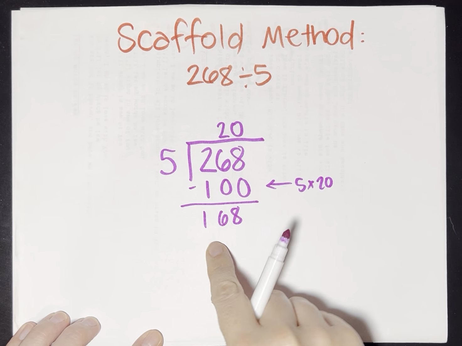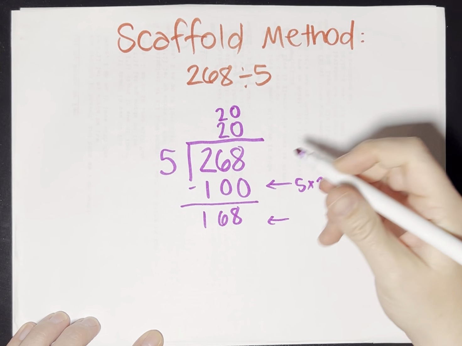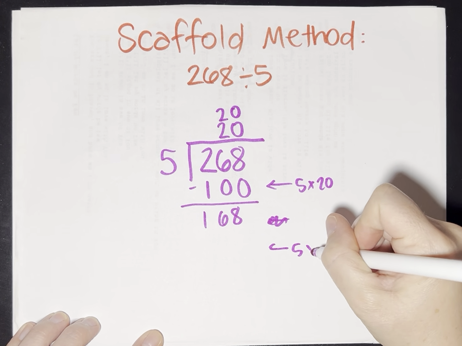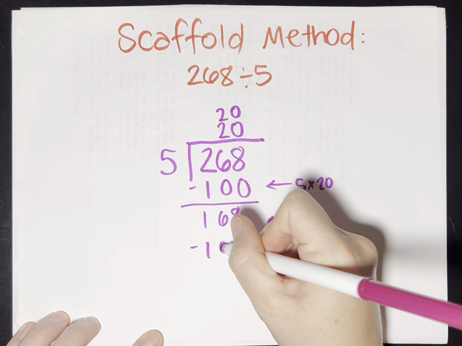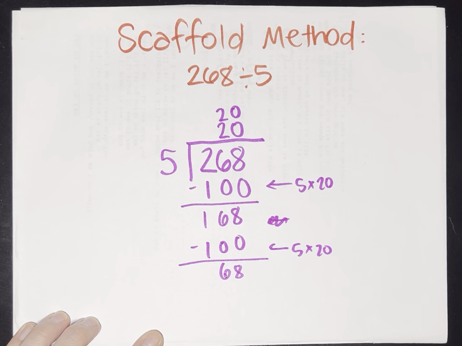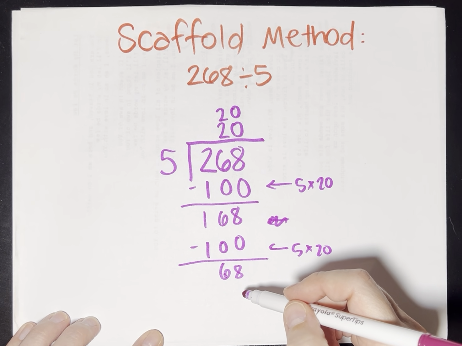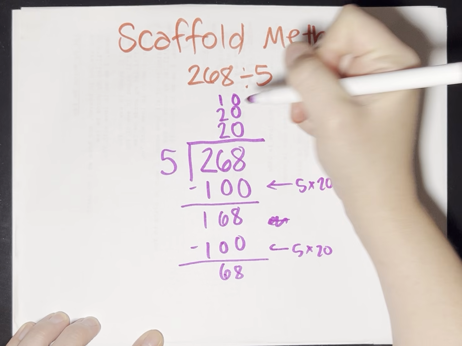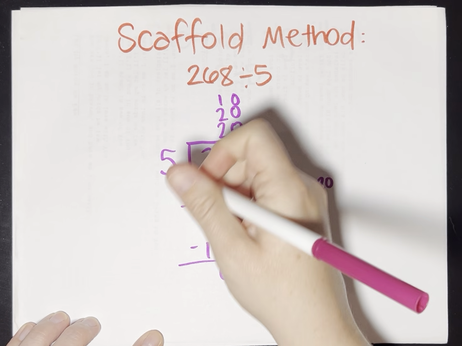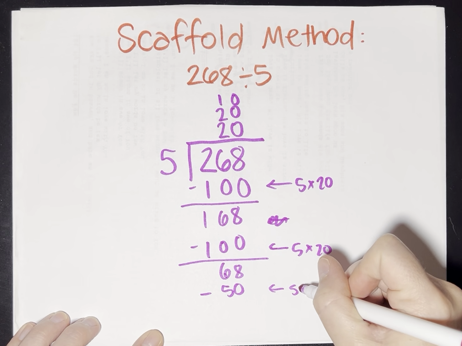And then I see, well, I have at least 100 more, so I could do another 20. That would be another 5 times 20. I'm going to subtract that 100 as well. That's going to leave me with 68. And now I can say, all right, how many times does 5 go into 68? At least 10, so I can put another 10. And then 5 times 10 is 50, which I write down here, 5 times 10.